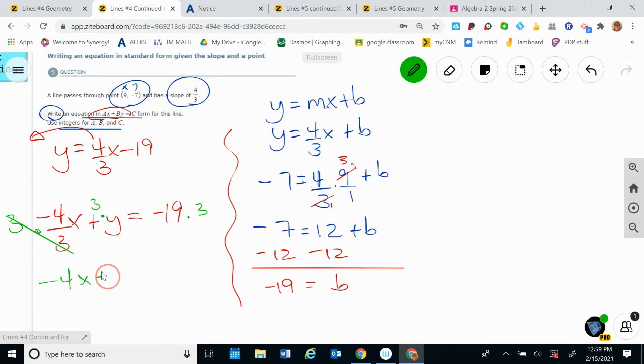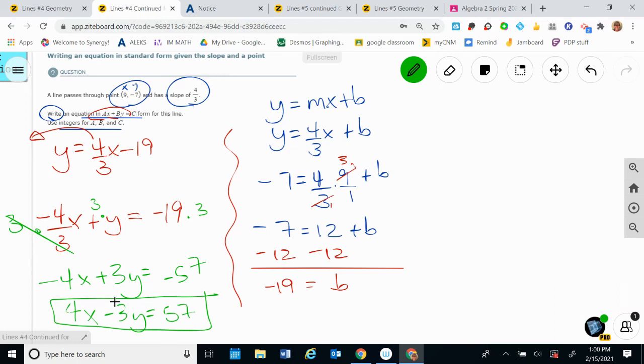3 times y, and 3 times 19 is 57, -57. So this is your answer. I would prefer to multiply everything by -1 and change it to 4x minus 3y equals +57. This is the way you really should write it. I'm not sure if Alex will take a -4, but since it says integers, I think it will.